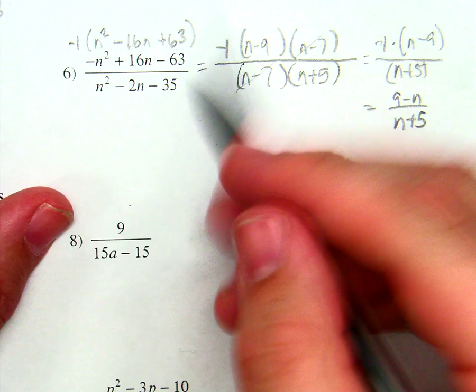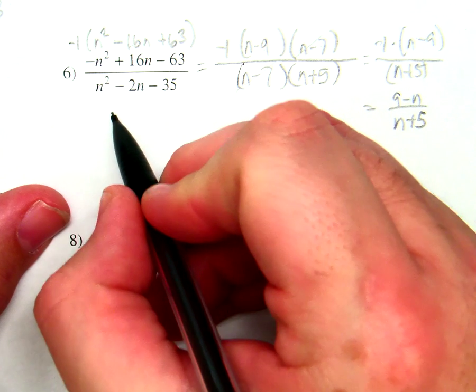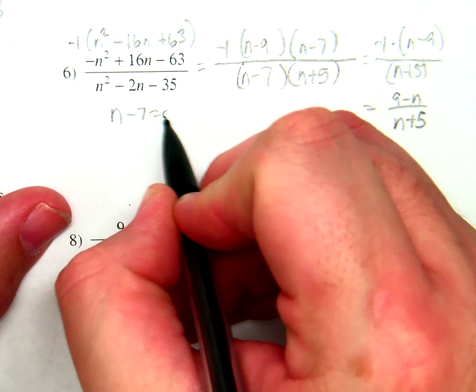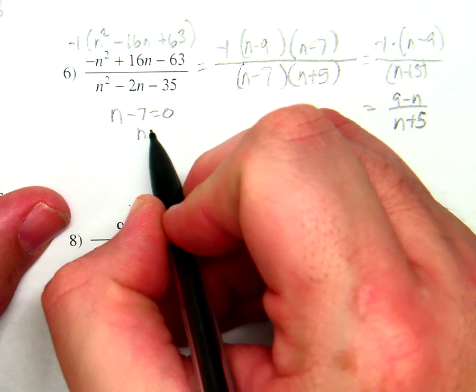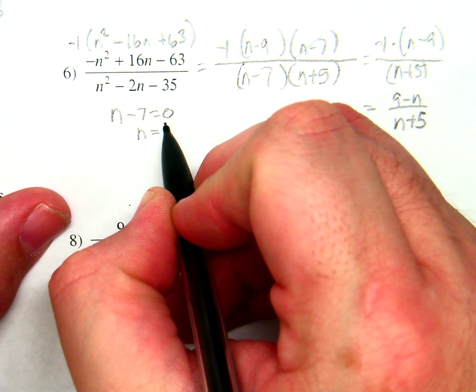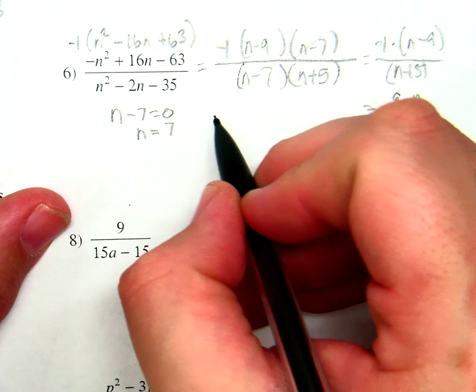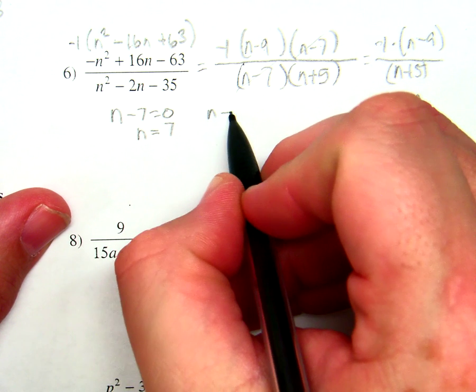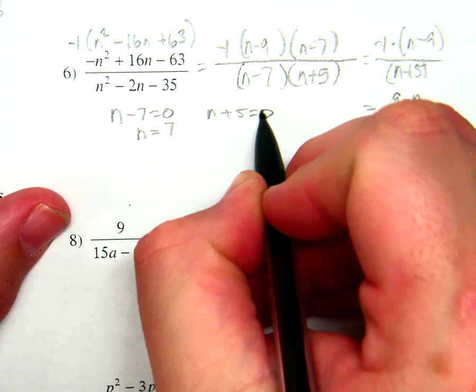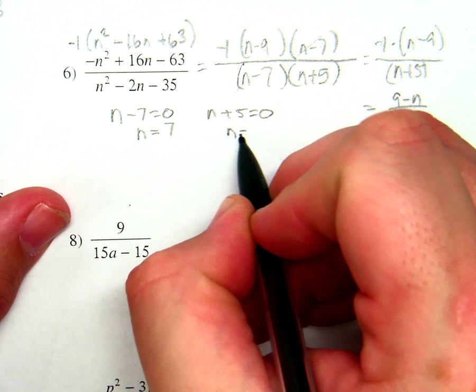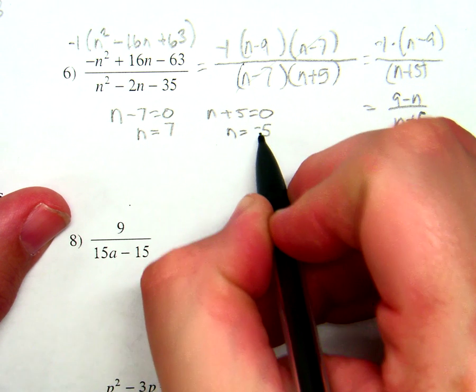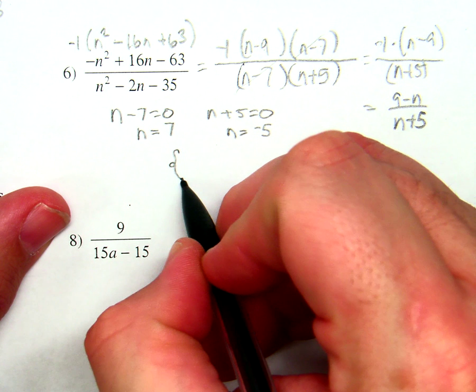But for excluded values, I need to take the n minus 7, set that equal to 0, and what do I get? That'd be 7. And if I had n plus 5, set that equal to 0, what do I get? -5.